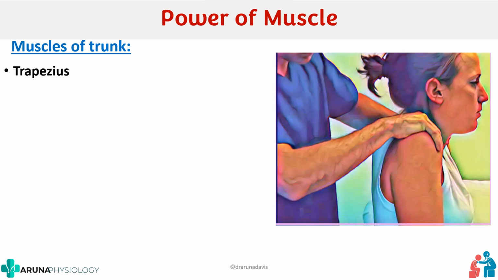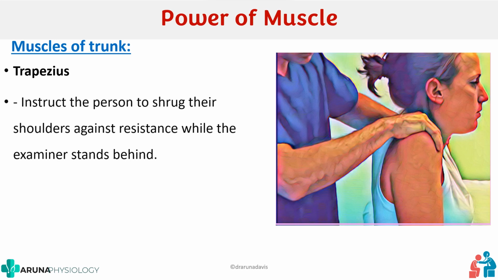Next, we've got the trapezius muscle, which is also considered a muscle of the trunk. To test the trapezius, you can instruct the person to shrug their shoulders against resistance while the examiner stands behind. See here in this picture, the examiner is behind and has kept his hands over the shoulders, and the subject is asked to shrug the shoulders. That means move the shoulders upwards while the examiner applies resistance in the downward direction. So that is how you can test the trapezius.